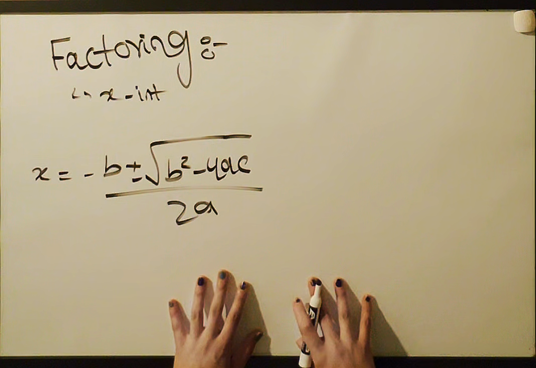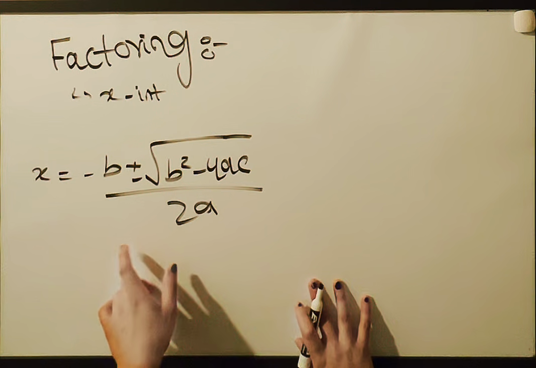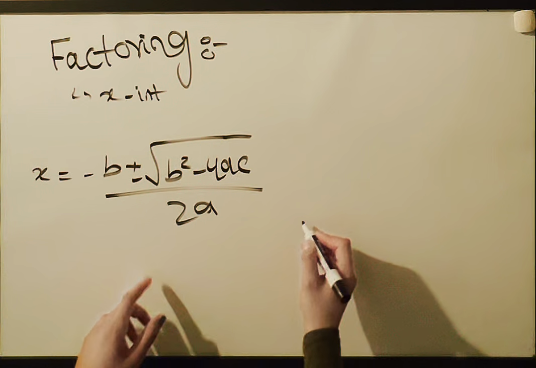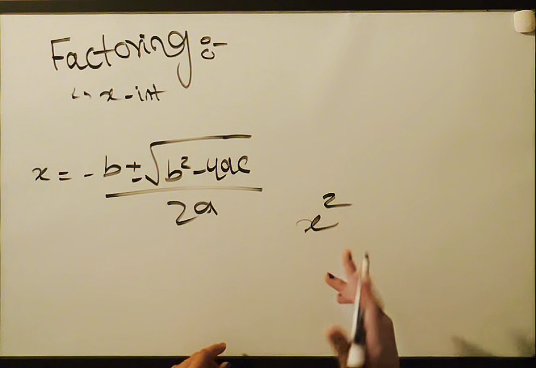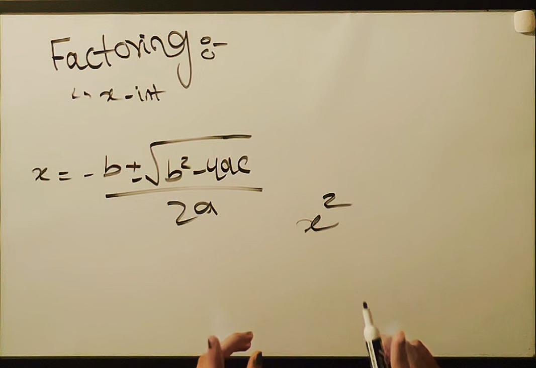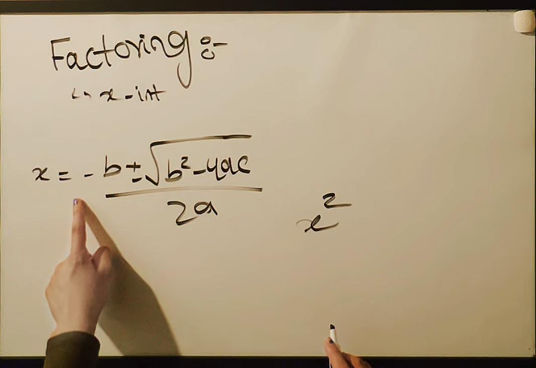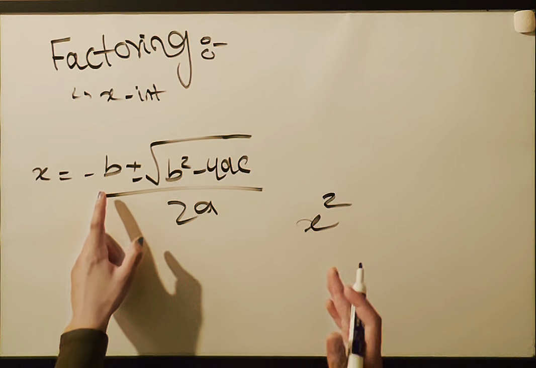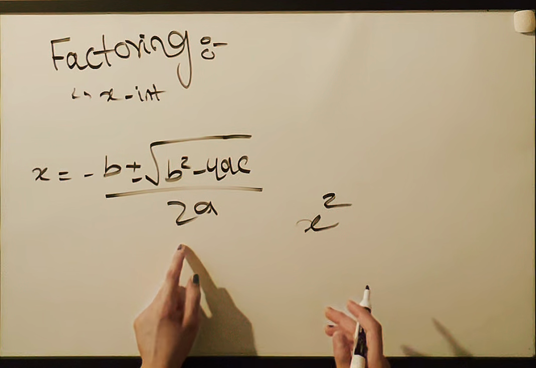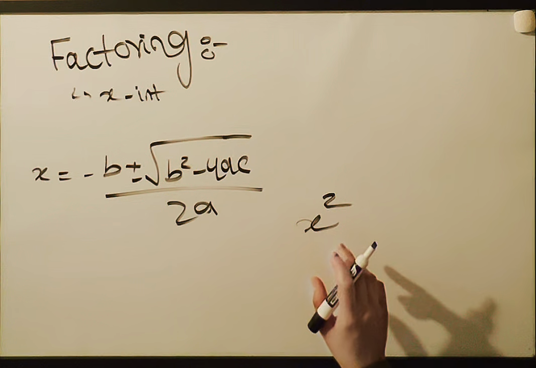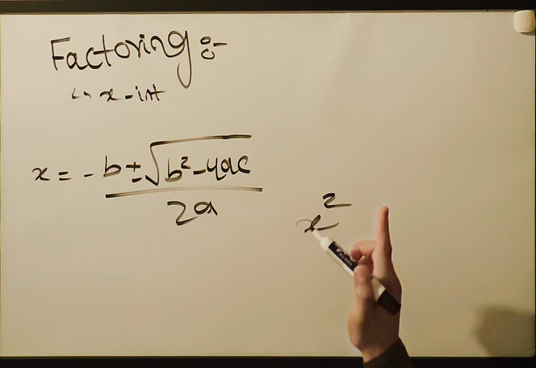But a lot of times you only use this when the highest degree of x is 2, or squared. That's when you use this, and that's why it's called the quadratic. It is going to give you two different answers. The first one is negative b plus the square root of b squared minus 4ac, divided by 2a. And the second one is negative b minus the square root of b squared minus 4ac, divided by 2a. The most important thing is that this only works when the highest degree of x is squared, or 2.